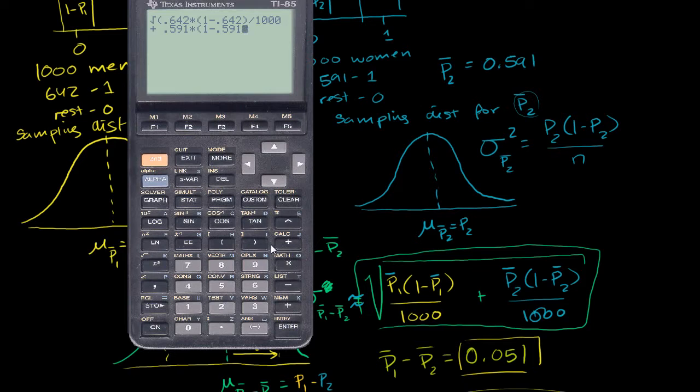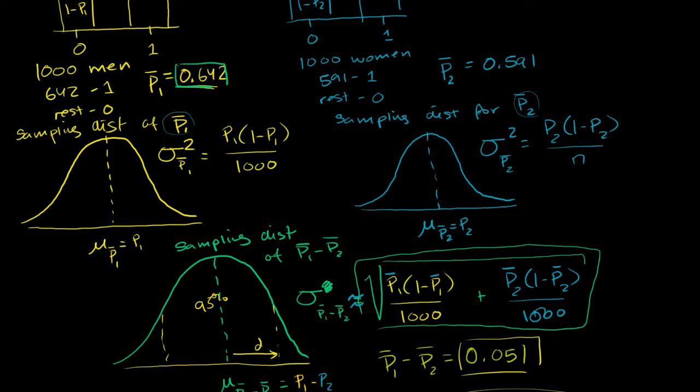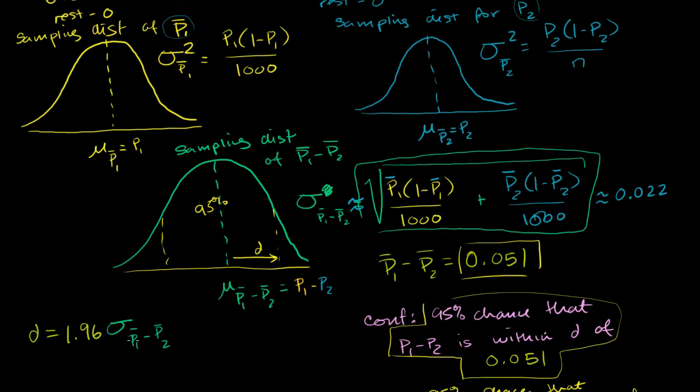Once again, I need to get the parentheses right. Divided by 1,000. And then we just need to close the original parentheses, because we're taking the square root of everything. So we get 0.021, or maybe we'll say 0.022. So this value right here is approximately 0.022. So going back to our question, this distance that we care about, our best estimate of it is 0.022.